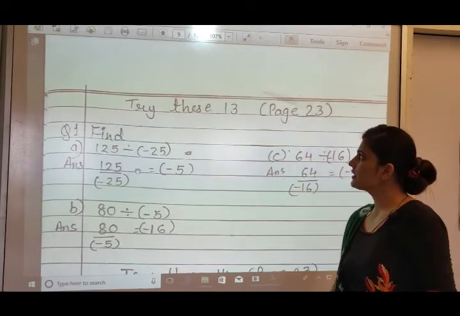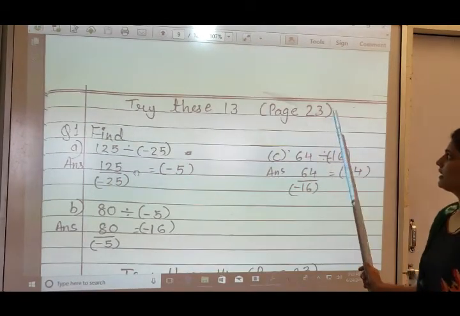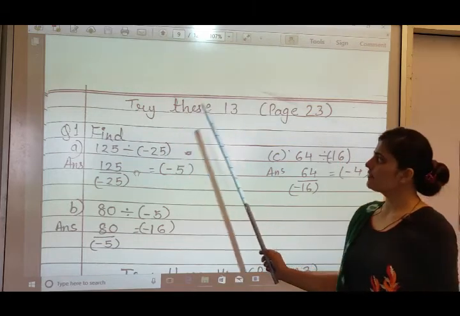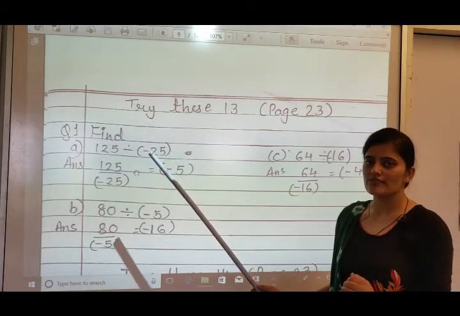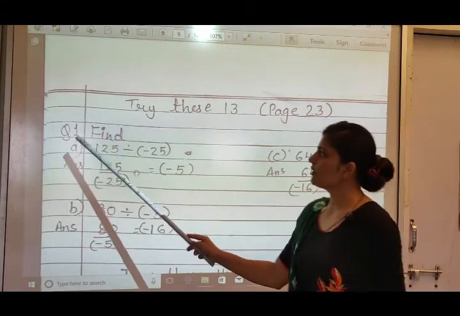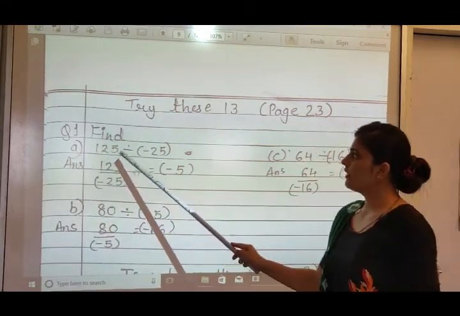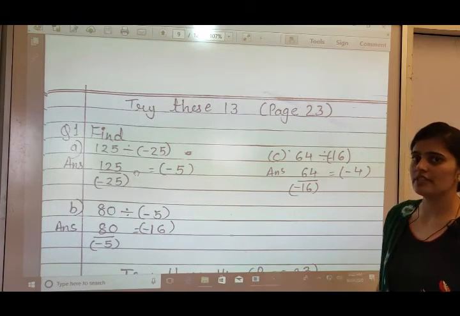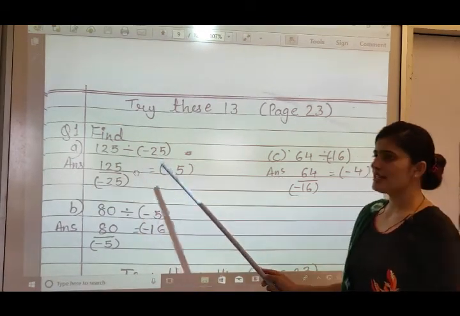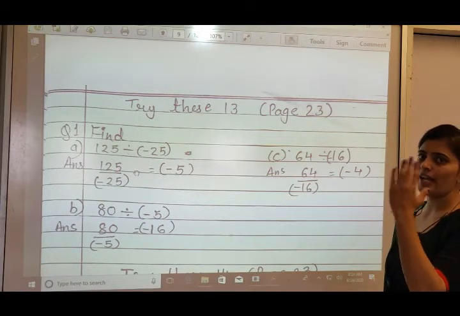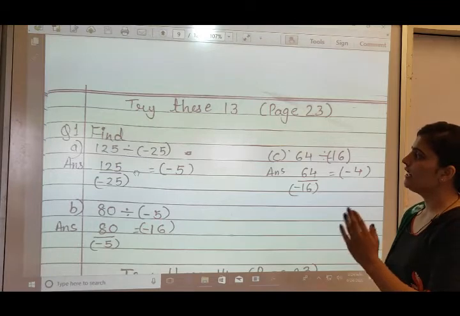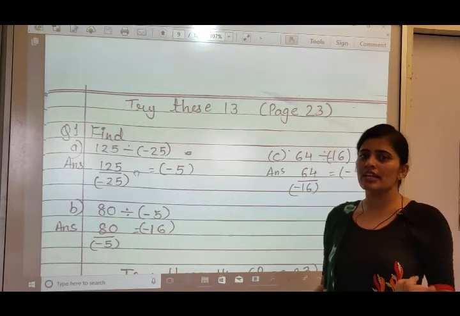Now try this 13 on page number 23. This page number is from the textbook, and I have given the numbers for every one, to make it easy to know. Try this 13, first question number 1. Find 125 divided by minus 25. We have already seen this in the example. We saw a divided by minus b as equal to minus a divided by b. Again one negative you can see.